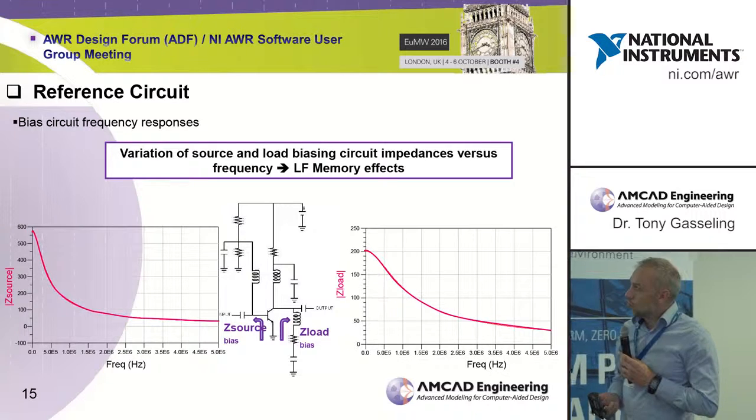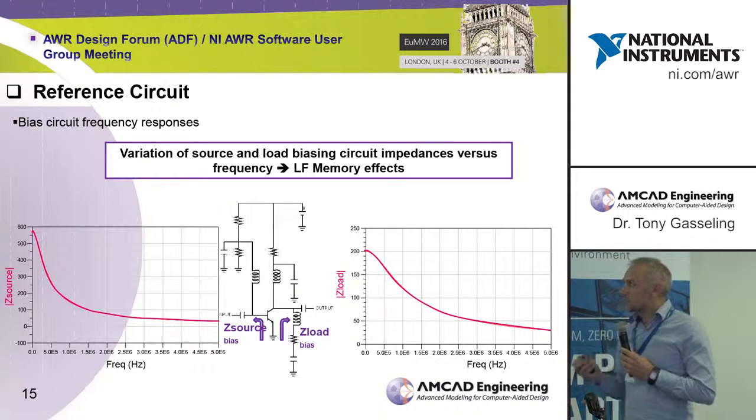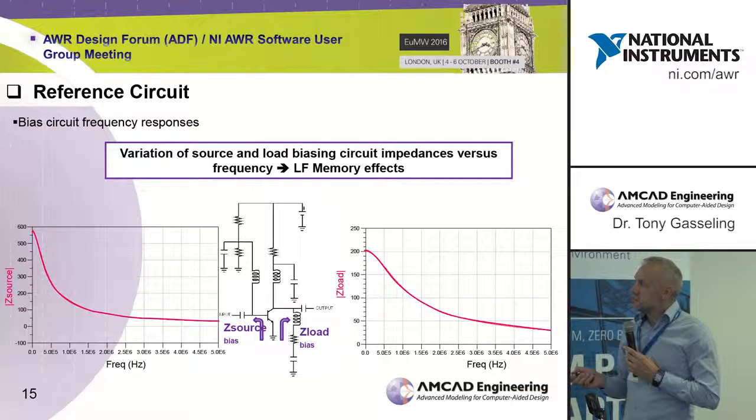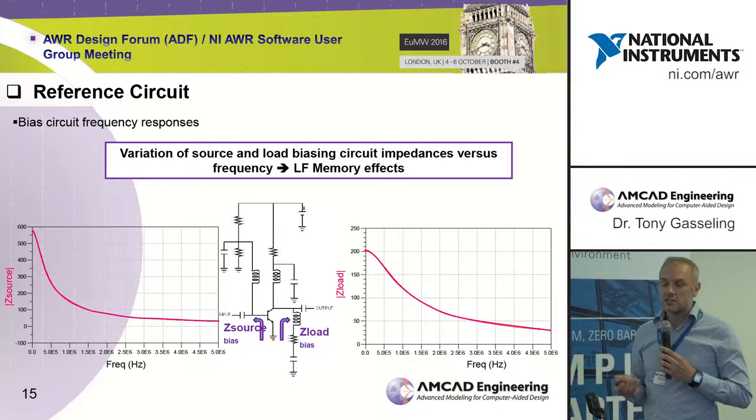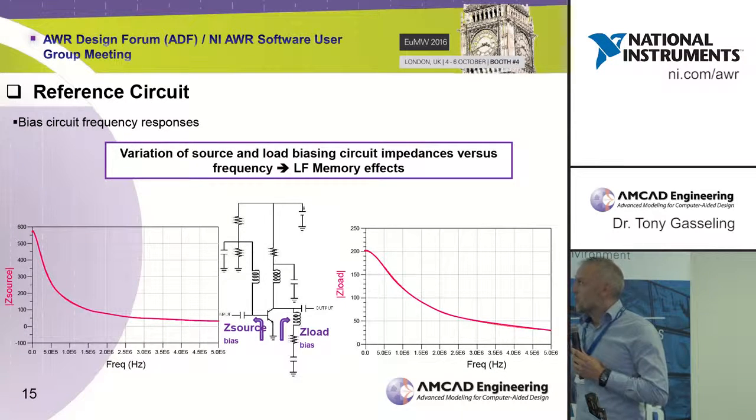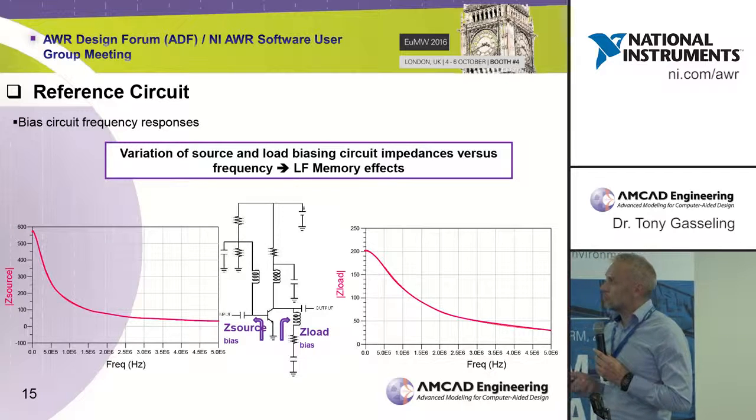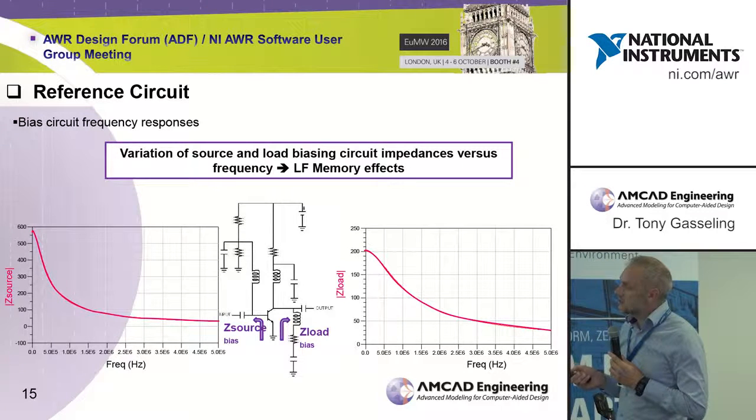Now, if we want to think about what can be the source of the low frequency memory effect, for example, we can observe the impedance seen on the source and the load side, but measured at very low frequency, in order to see the frequency response of the biasing circuits, to see if it's flat or not. And obviously, if it's not flat, then we may suspect that we will have some distortion if we have some low frequency intermodulation products that go into these circuits.